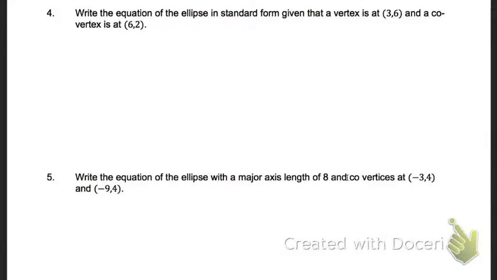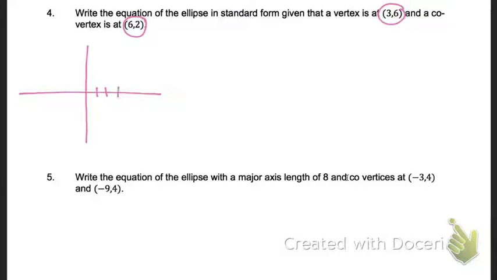So it says write the equation of the ellipse in standard form, or what we call vertex form, given that the vertex is at (3, 6). So that is not my (h, k), that would be my center. So I have a vertex at (3, 6) and a co-vertex at (6, 2). Now, I'm going to encourage you to draw a picture, because if you don't, it gets a little confusing with the A's, B's, and all of that. So I'm going to put a graph to the side.